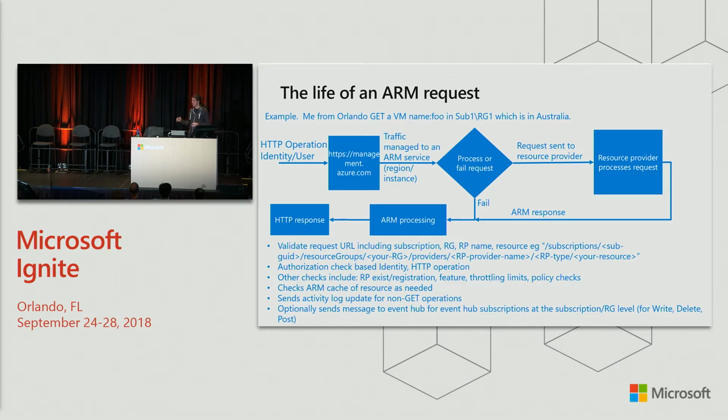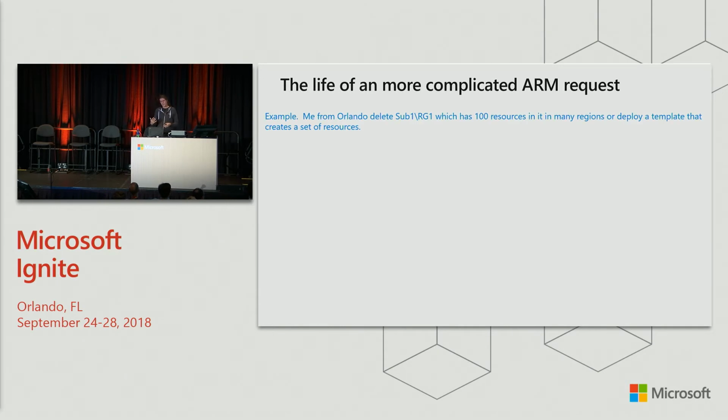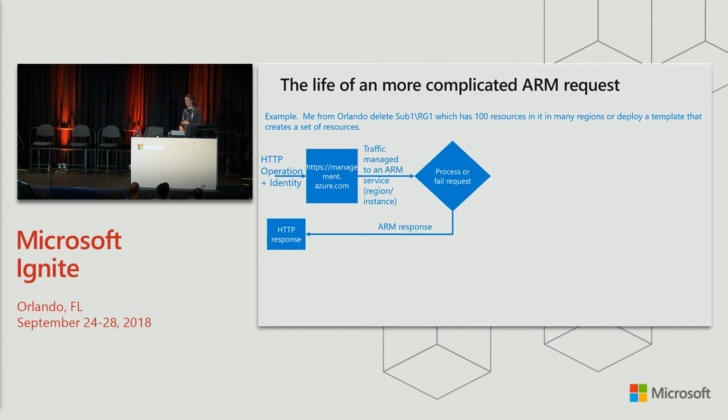Now let's think about the life of a request that is a little bit more complex. In this case, you're doing an operation that has a ton of operations around it. You're not just doing a simple GET on one resource, but you're doing a delete on a resource group. Let's say there are 100 resources in that resource group, in many regions. Or let's say we're doing a template deployment that's going to create a bunch of other resources. In this case, a lot of the first part is very similar, but then it doesn't send it directly to the resource provider. It sends it to a job engine.